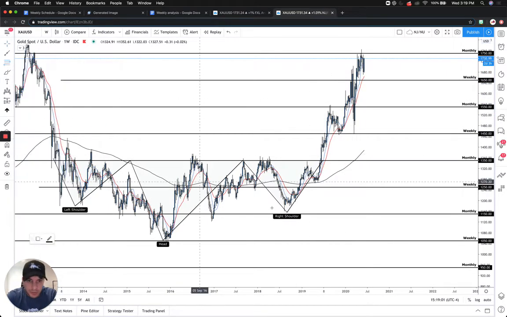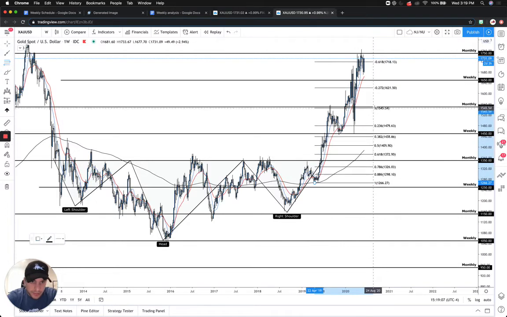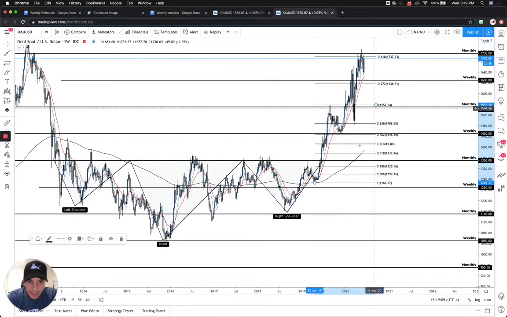So what I want to do here, this was the conviction. This was the leg that broke the neckline. So I'm going to fib from the low to the high. It came back, hit the 38.2. See that? Good. That's confirmed structure.